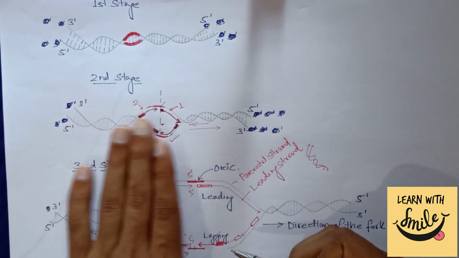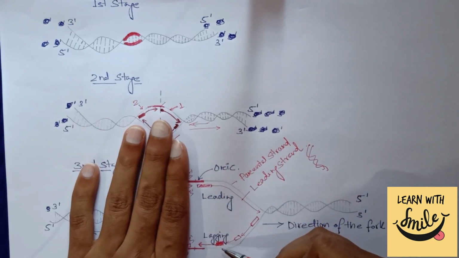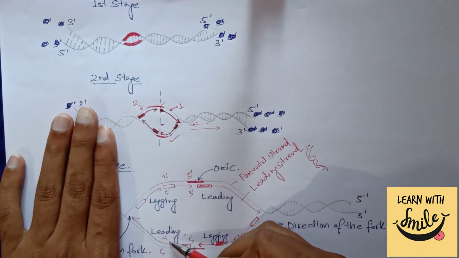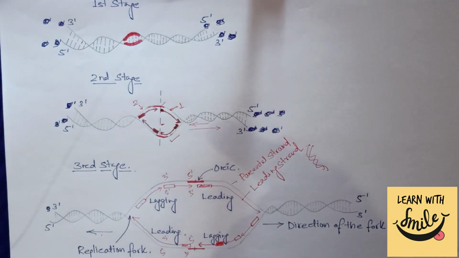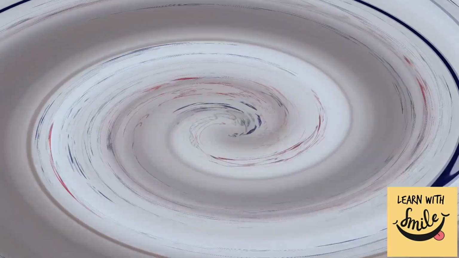And on the other hand, on one side of the ORI, if a particular strand is acting as a lagging strand, then on the other part it would act as a leading strand. So this is the bidirectional replication process.